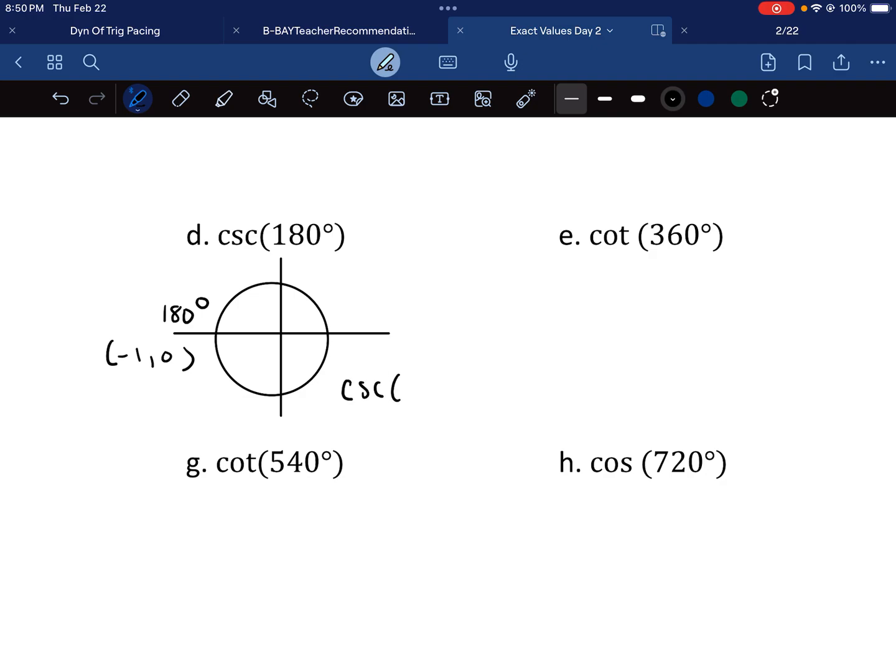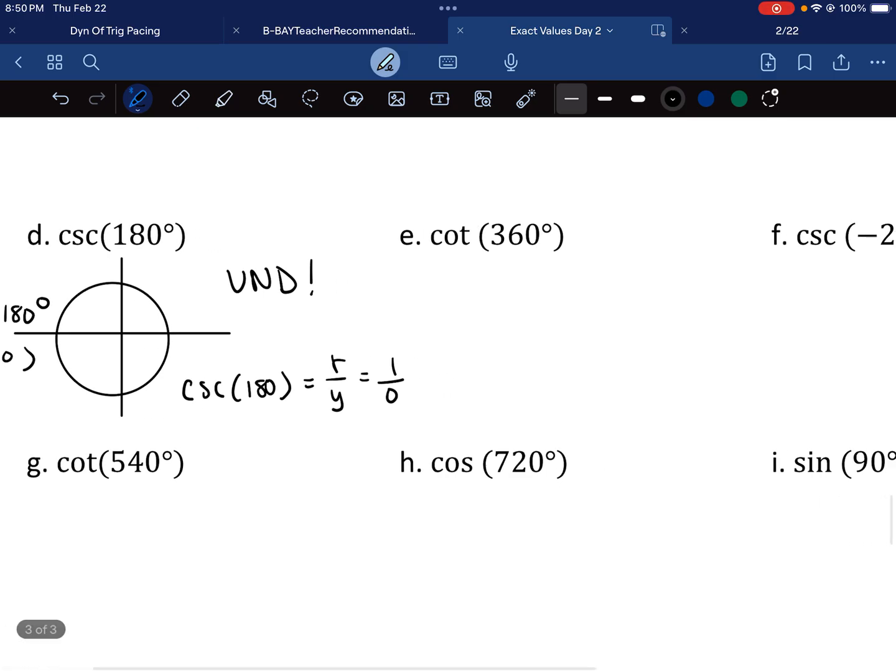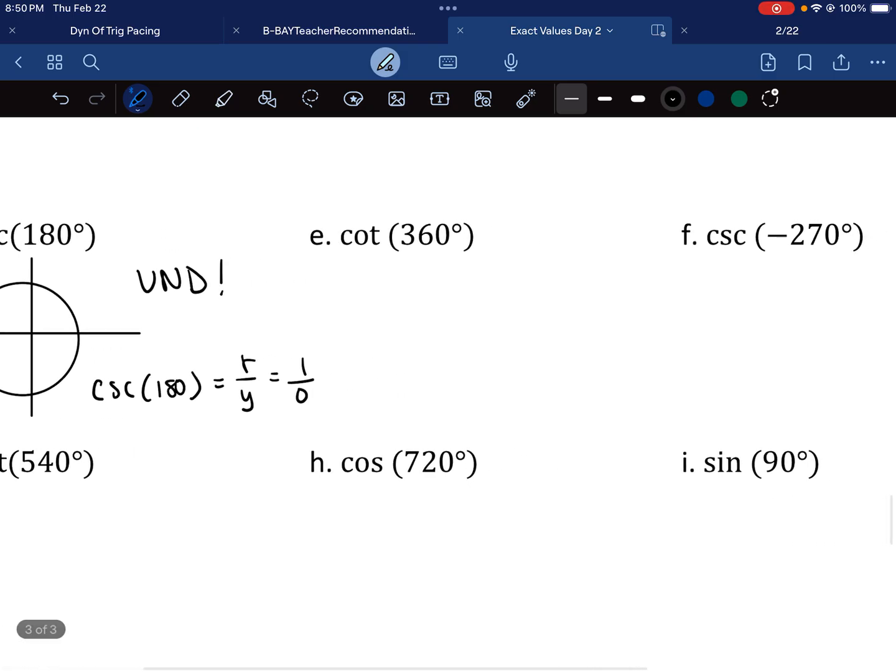We know that cosecant of 180 is equal to r over y, 1 over 0. I didn't realize how many undefined ratios I gave you guys, but this is also undefined. All right. Now remember, cosecant's a reciprocal of sine. Okay, that's why we do r over y.